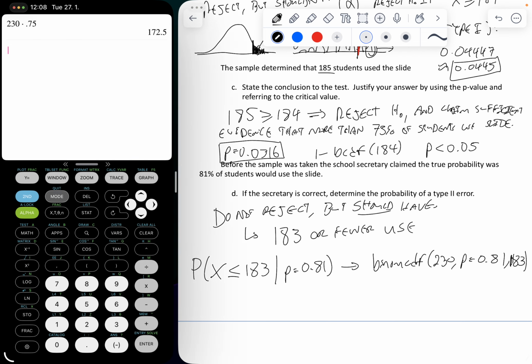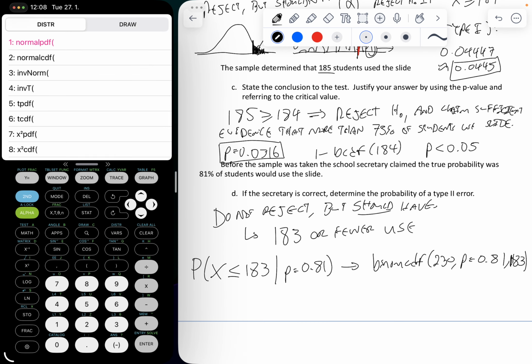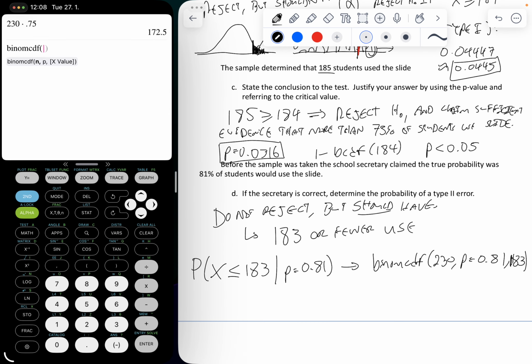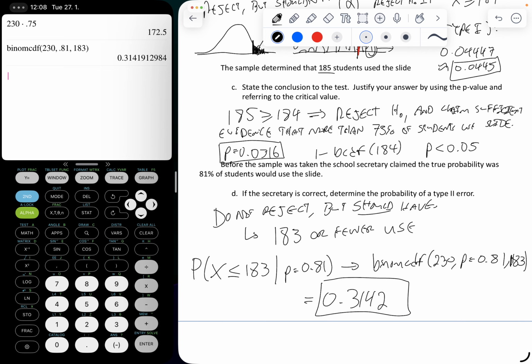I'm going to do that in a regular calculator window. So I'm going to do distribution, binom CDF. We have 230 kids. We are now assuming the secretary is right. 0.81 is the actual probability a student uses the slide. But we have not rejected the null hypothesis, so we only could have had up to 183 kids using it. And that gives us a probability of 0.3142-ish. And that's the probability of a type 2 error, so about 31.4% that we commit a type 2 error. We did not reject the null hypothesis, but we should have.